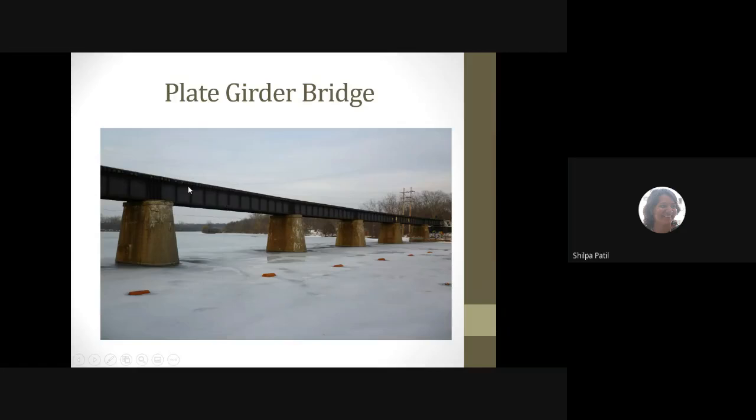So a plate girder consists of a top plate, which forms the top flange, a bottom plate, which forms the bottom flange, and a vertical plate, which forms the web. This is actually a side view of the plate girder. The top plate is your top flange, the bottom plate is the bottom flange, and this gray colored area you can see is the vertical plate. It is actually a beam.